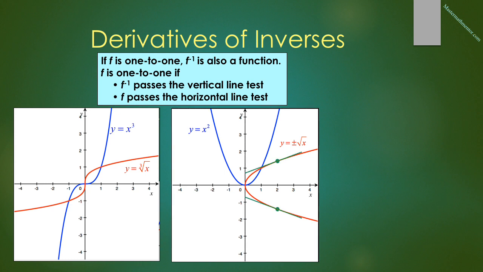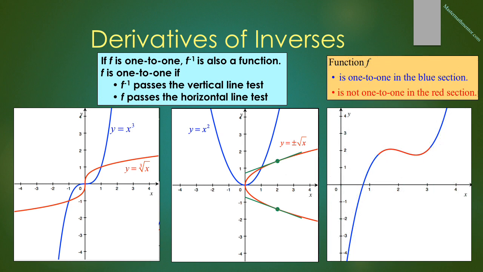When we work with slopes of tangent lines to inverses, we only want to work with one-to-one functions. If not, we get some ambiguity. For instance, in the example, if you were asked to find the slope of the tangent to the inverse of y is equal to x squared at x is equal to 2, you will realize that there are two possible answers as shown in green. We don't want that, so we will only be working with functions that are one-to-one.